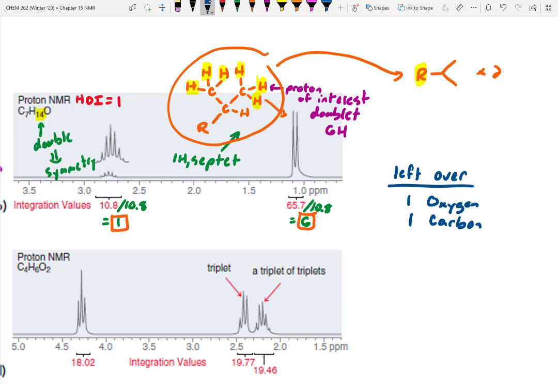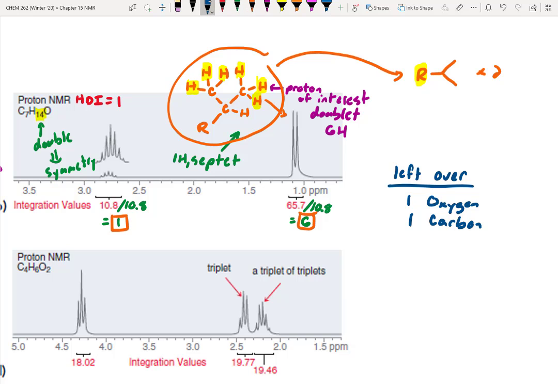All right, let's also keep track of our HDI, right? Because our HDI was 1, yet we haven't shown any evidence of rings or pi bonds. So what do you think could be the case here? Or what do you want to try? Carbon-oxygen double bond? Okay.